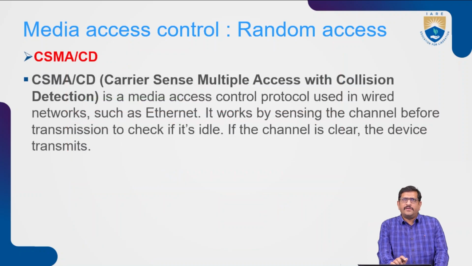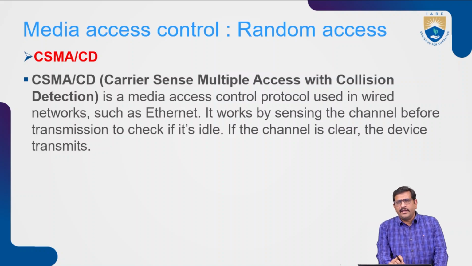Now CSMA/CD is carrier sense multiple access with collision detection. It is a medium access control protocol used in wired networks. It is always sensing and detecting collisions. If there is any collision, the data transmission is stopped. The best example is Ethernet.